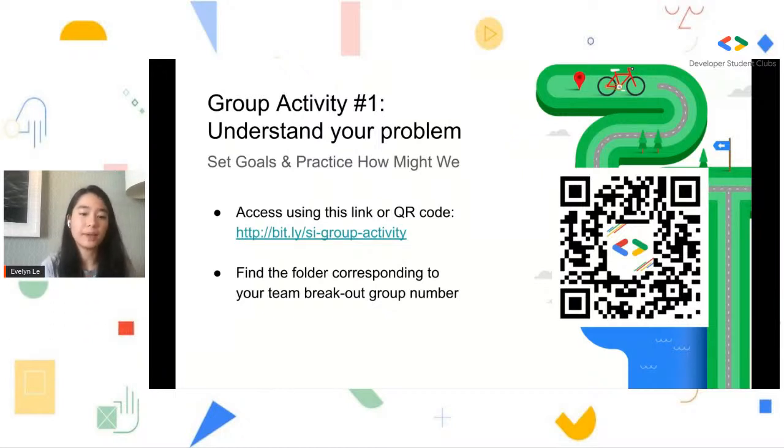It's going to be using this link, or you can scan the QR code again. This is going to give you access to our Google Drive folder, which has 2 items in there. The first one is a Google Doc that allows you to fill out a template, with questions to guide you through how you can start working on your goal and your solution, how you can practice how might we statements, and then come up with some possible solutions that you can think of.